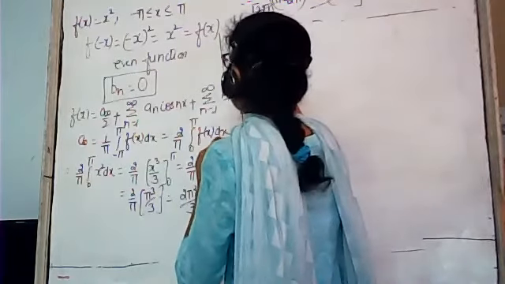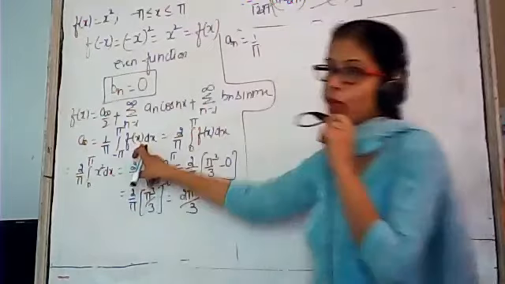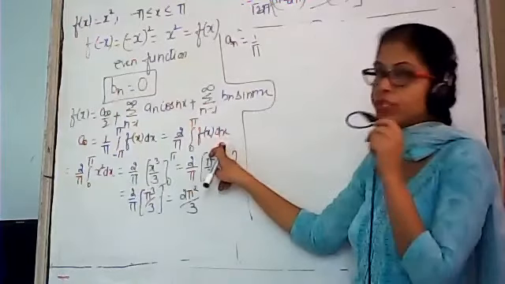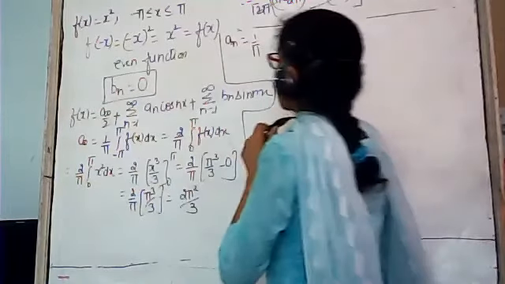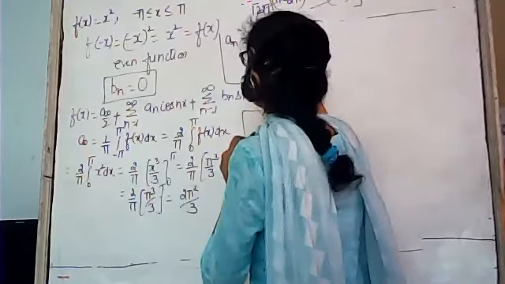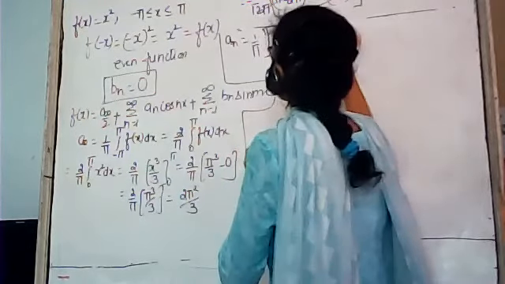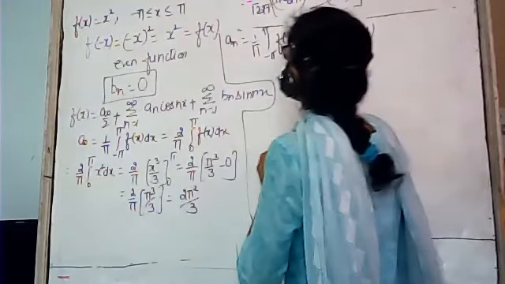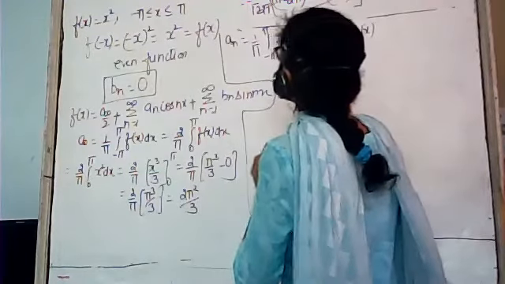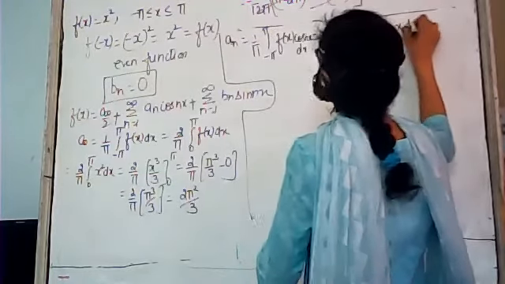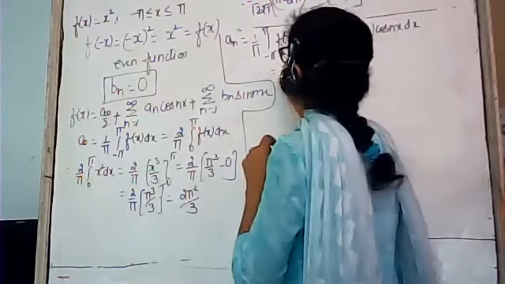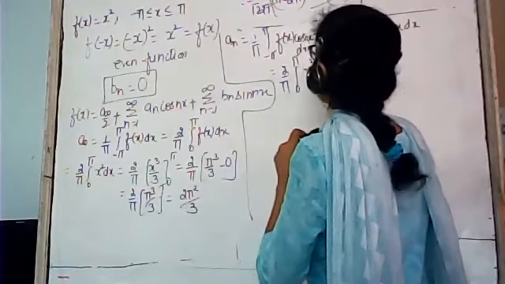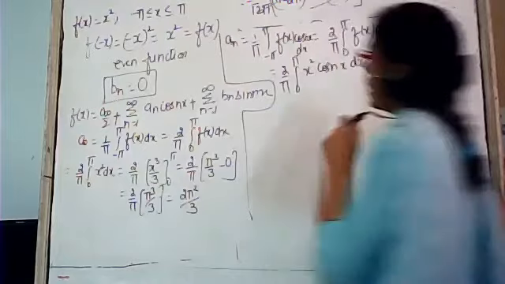An will be equal to, first of all, you have to write the formula. In this formula, you will say since f(x) is even, this formula is reduced to this one. An is equal to 1 by pi, integral from minus pi to pi of f(x) dx. This is equal to 2 by pi, integral from 0 to pi of f(x) cos nx dx. This is equal to 2 by pi, integral from 0 to pi, where f(x) is x square, into cos nx dx.